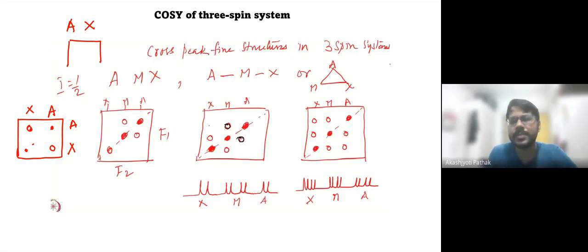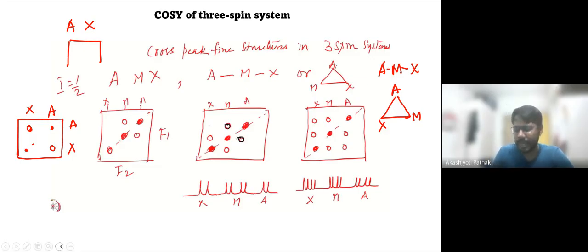Now, if you have a three-spin system, an AMX spin system, there can be two cases. Either these three spins are linearly coupled, or they are coupled to each other in a way that they are triangularly coupled. So this is a triangular coupling between the AMX spin system. So what will happen if they are linearly coupled?